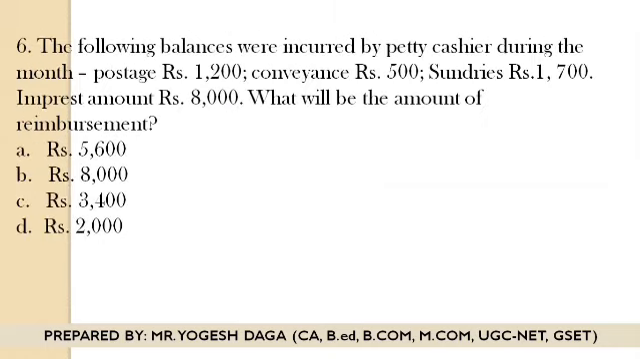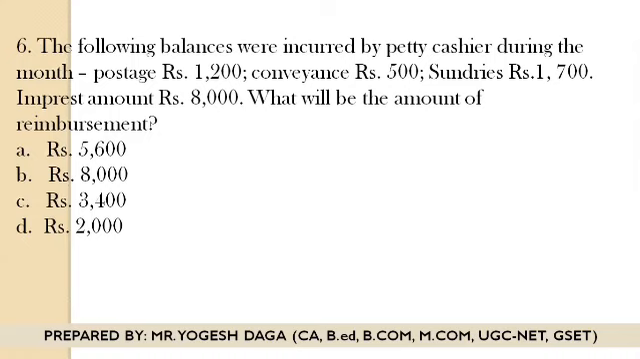Okay, so next, sixth question. The following balances are incurred by the petty cashier during the month. For the postage, it has incurred 1200 rupees. For the conveyance, it is rupees 500. For the sundries, that is the additional expenses, 1700 rupees. An imprest amount of rupees 8000 was given in the beginning. So this 8000 was given, and what he has expended? He has expended 1200 rupees, 500 rupees and 1700 rupees. So what is the amount of the reimbursement?